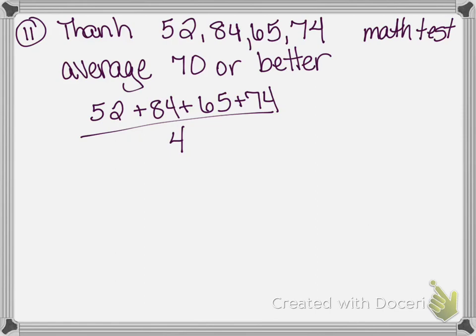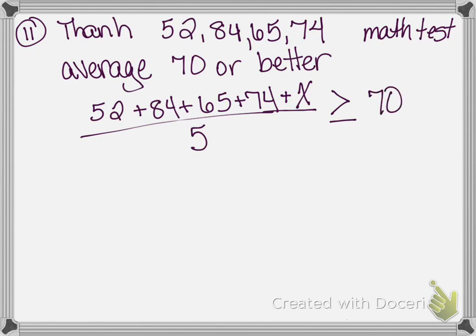What I want to know is what does he have to get on the 5th test? Okay? I don't know his score on the 5th test, but I want to know what does he have to score in order to pass the class. So I'm going to add an x here. When I add that x, what do I have to divide by? 5. And he has to be greater than or equal to what?